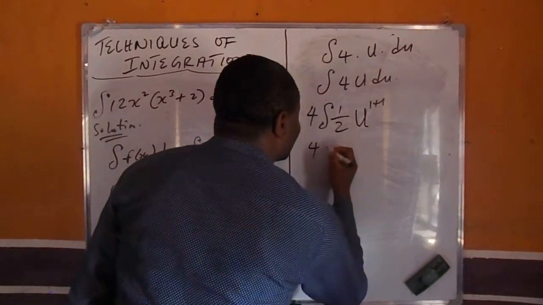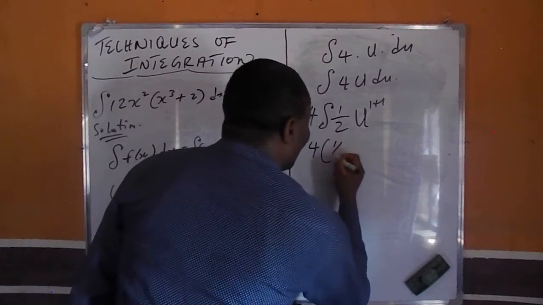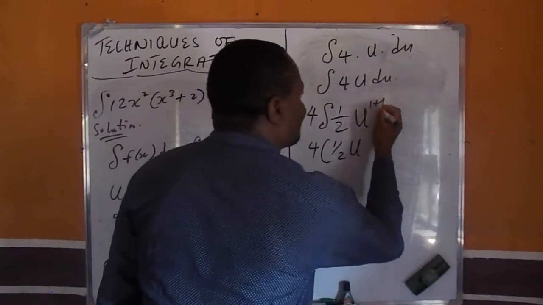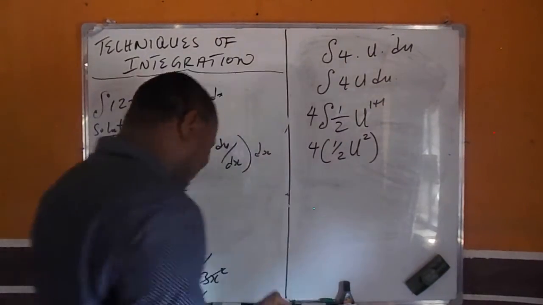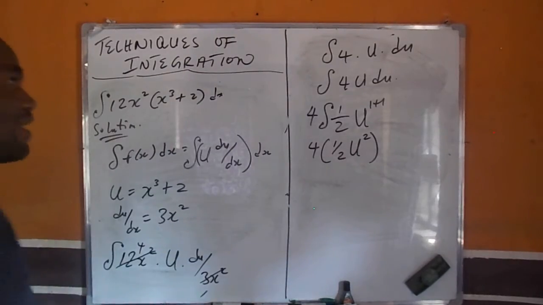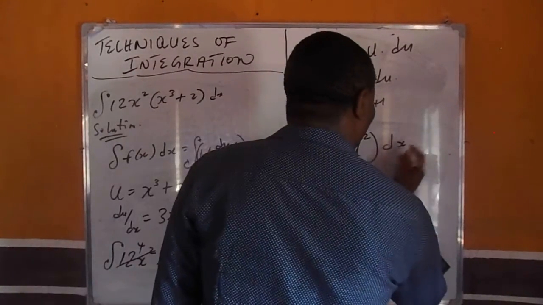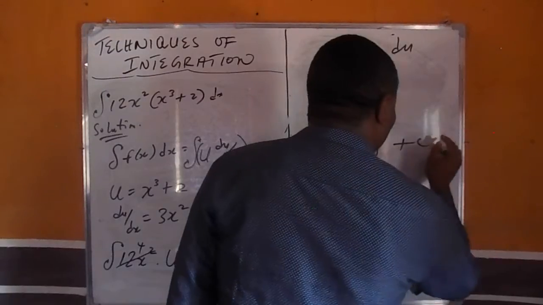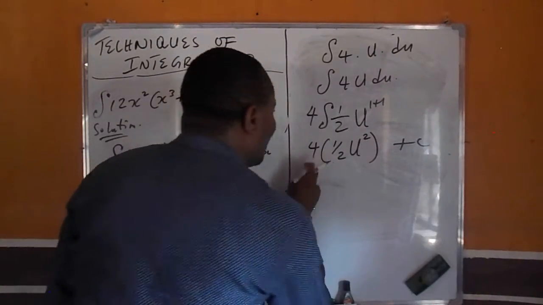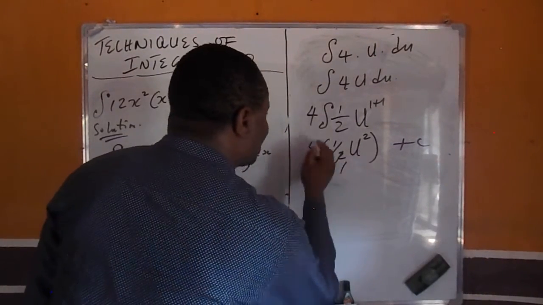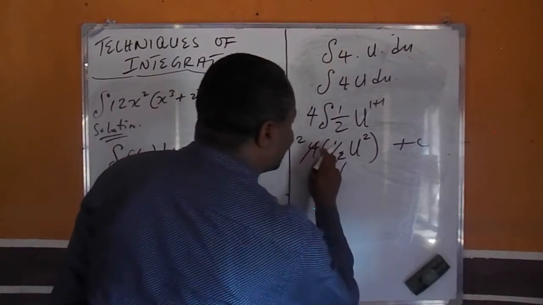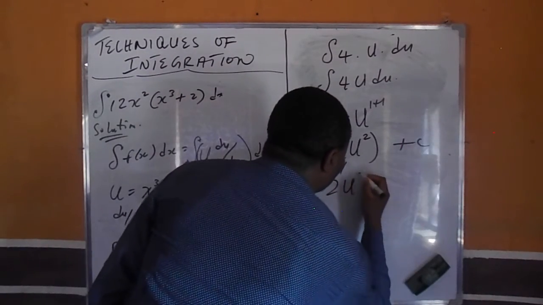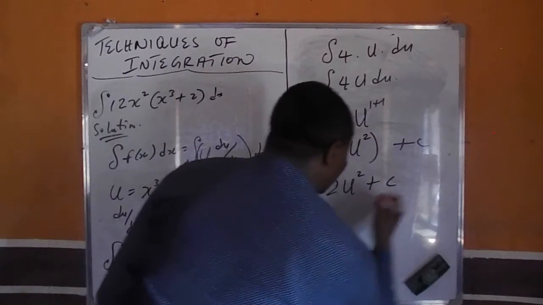Then we now have 4 in bracket 1 all over 2, u raised to power 1 plus 1, 2 bracket close. When we close the bracket, we have plus c, which is the normal constant. 2 here 1, 2 here 2. 2 times 1, 2. We now have 2u raised to power 2 plus c.